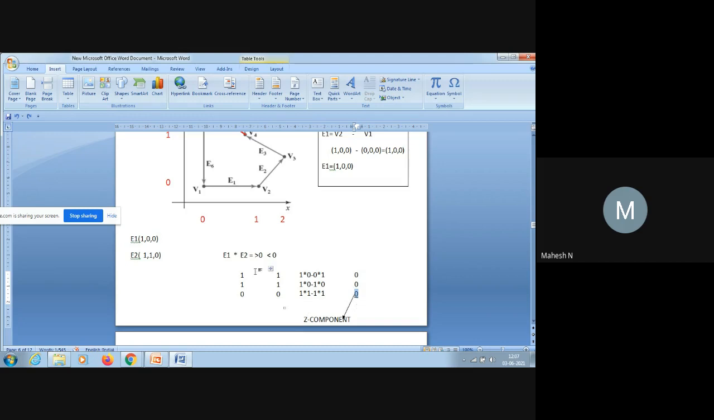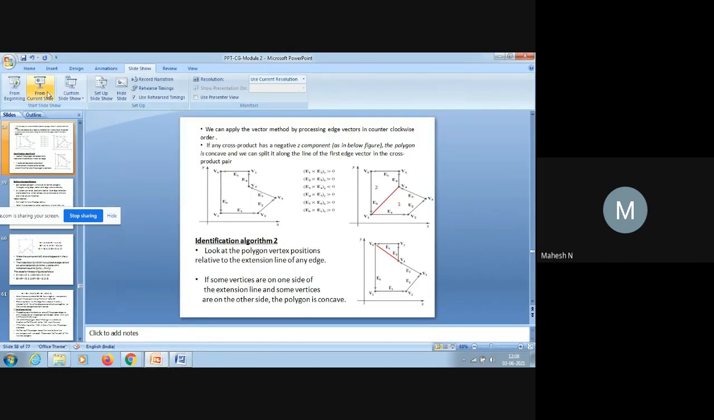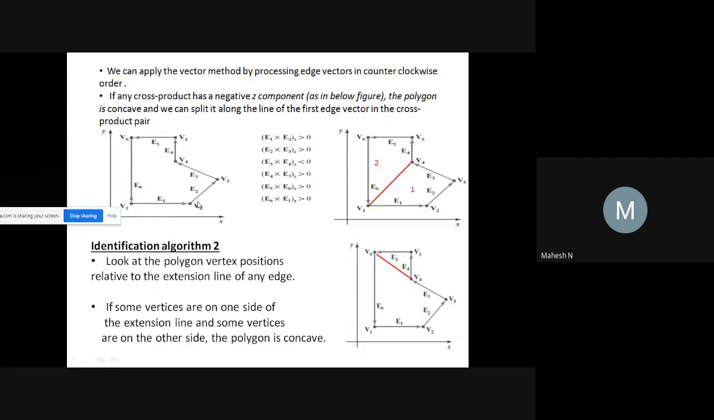And to come to a conclusion whether the cross product is greater than 0 or less than 0, I will check the z component of my cross product value. If the z component is greater than 0, then I say the cross product between those two edges is greater than 0. If the z component is less than 0, then I say the cross product between the two edges is less than 0. So that is what I have performed for each of these edges.